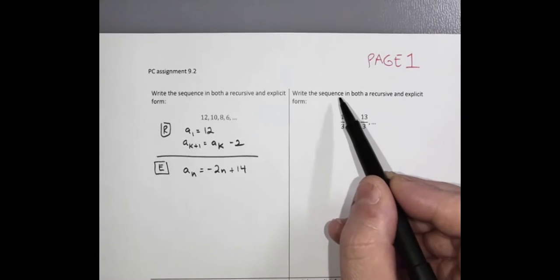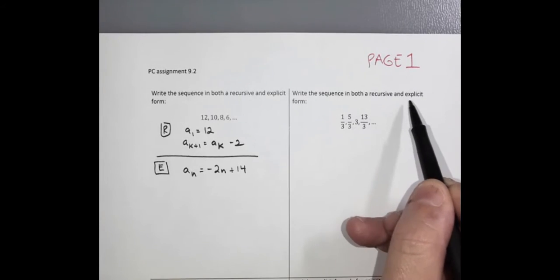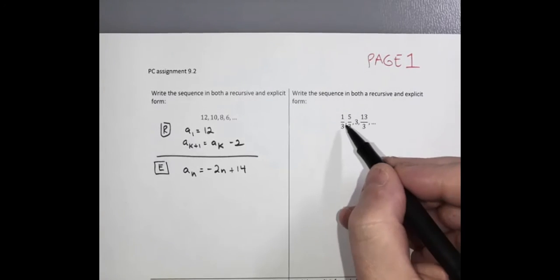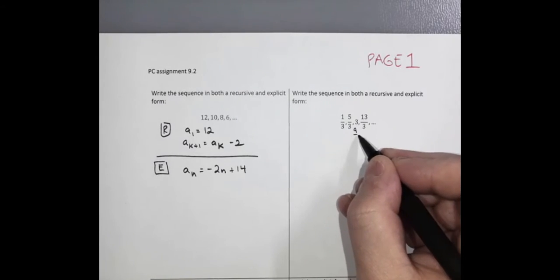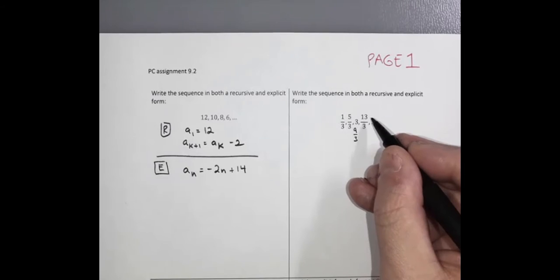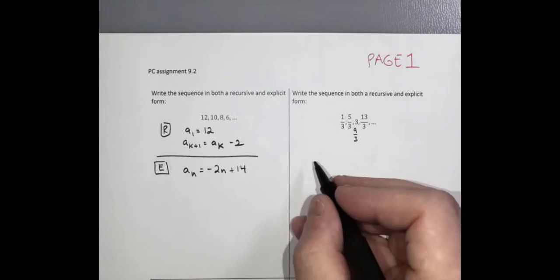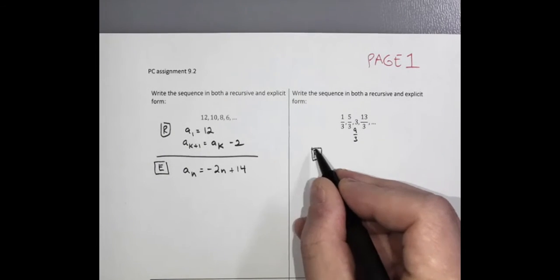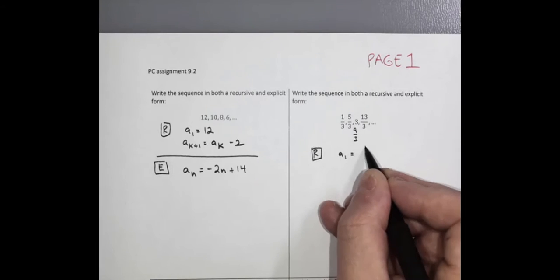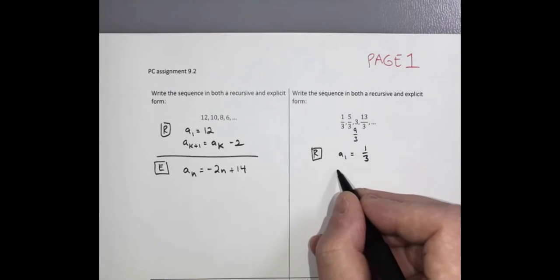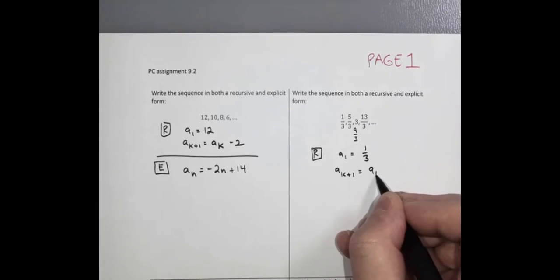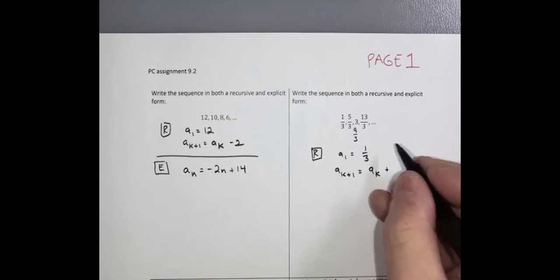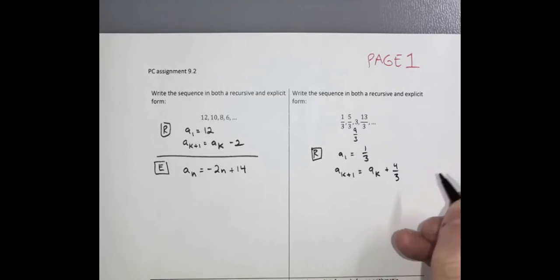Okay, the second one is to write the sequence in both recursive and explicit form for this particular one. So we're going from 1/3 to 5/3 to 9/3 to 13/3. So we're always adding on 4/3. So my recursive form would be: my first term is 1/3, and to get to my next term, I will take the previous term and add on 4/3.